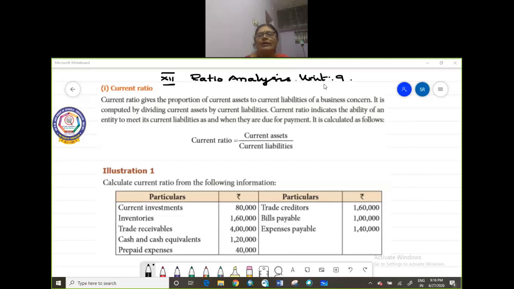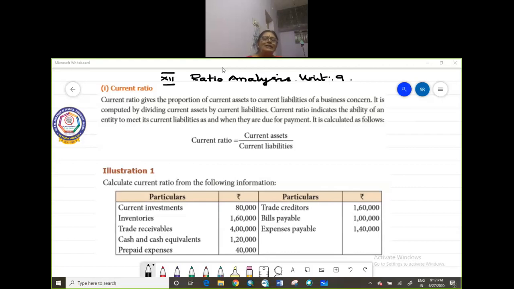I already told you what liquid ratios are. Liquid ratios include current ratio and quick ratio. Liquidity means the capability of being converted into cash easily. So liquidity ratios help you to assess the ability of the business concern to meet its short-term obligations.